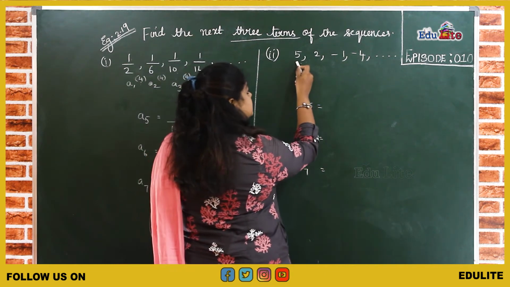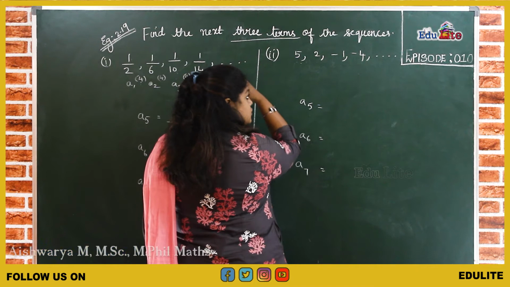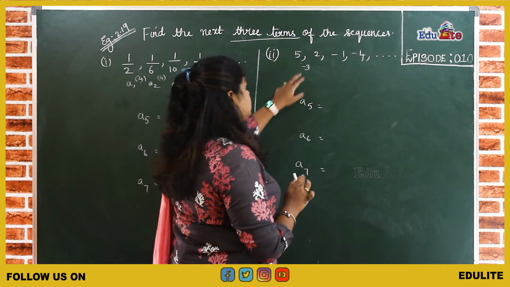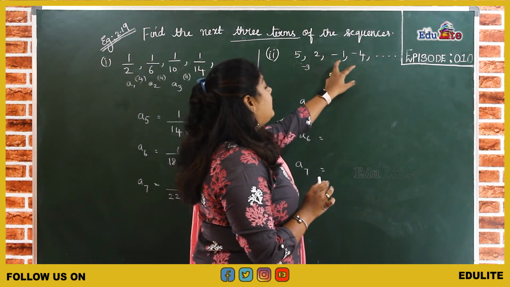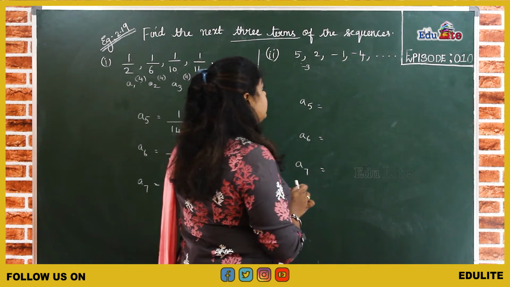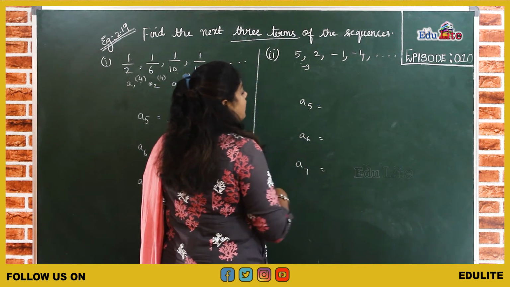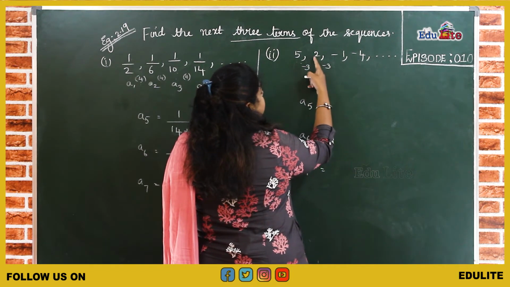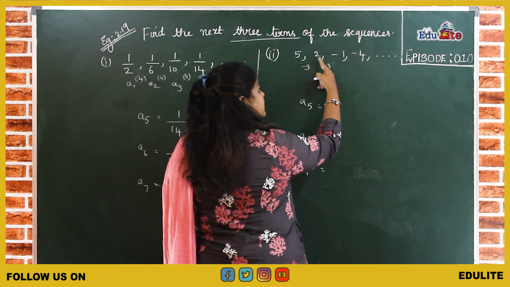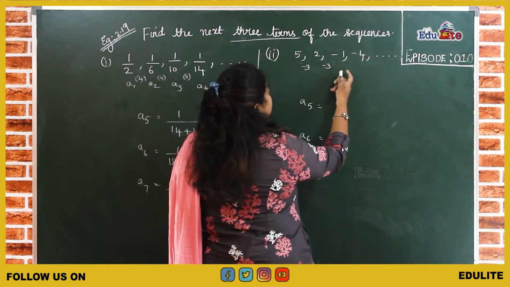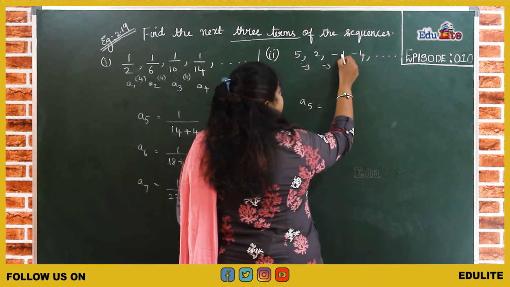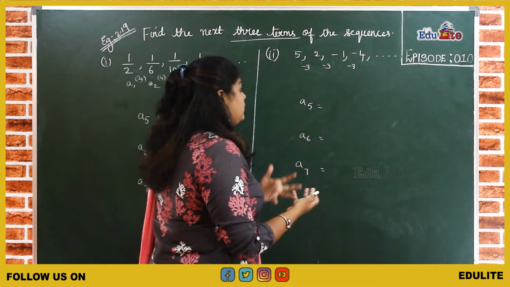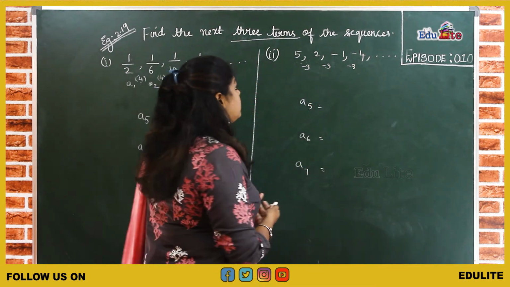The first term is 5 and the second term is 2. If I apply minus 3, 5 minus 3 gives me 2. So we have to check whether the minus 3 is the right one for the other terms in the sequence. Let me apply here and see. 2 minus 3 gives me minus 1. Yes, it is applicable for the next terms as well. Next, we check the other term. Minus 1 minus 3 gives me minus 4. Yes, it is the right one. Thus, we have found the sequence for the above one.